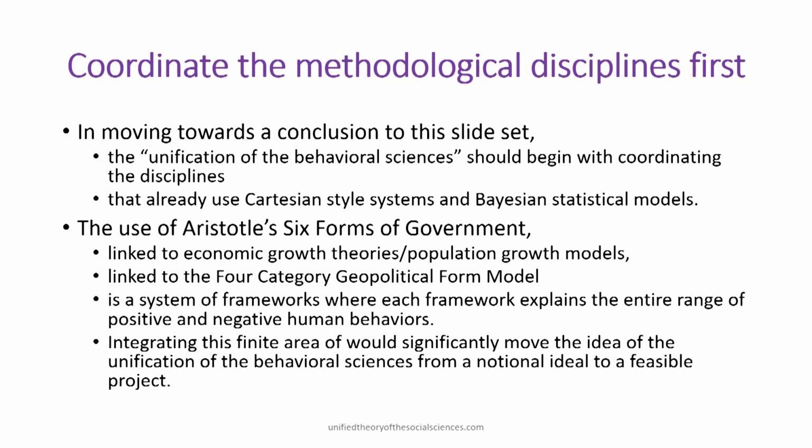In moving towards the conclusion to this slide set, the unification of the behavioral sciences should begin with coordinating the disciplines that already use Cartesian-style systems and Bayesian statistical models. This means using Aristotle's six forms of government linked to economic growth theories and population growth models, linked to the four-category geopolitical form model, as a system of frameworks where each framework explains the entire range of positive and negative human behaviors.